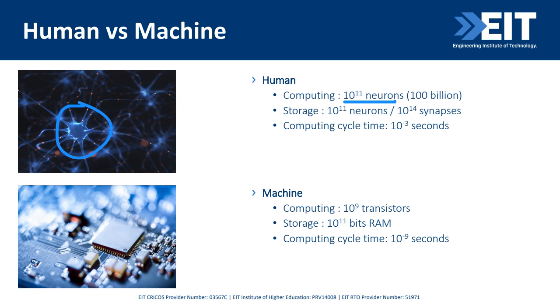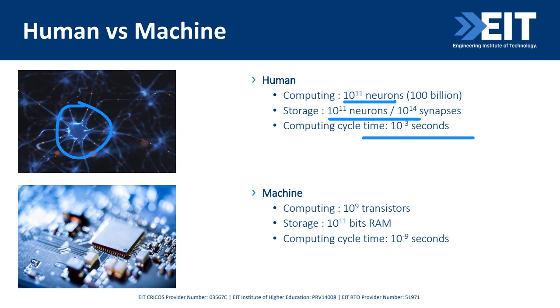We have around 100 billion neurons. Storage, so data storage, is in the neurons themselves and in what we call synapses that are the interconnection between neurons. So two neurons will be connected by synapses. So we have around 10 to the power 14 synapses. This is storage. So all your memories are in these neurons and the connections you have between different neurons, the synapses. Computing cycle time is in the milliseconds.